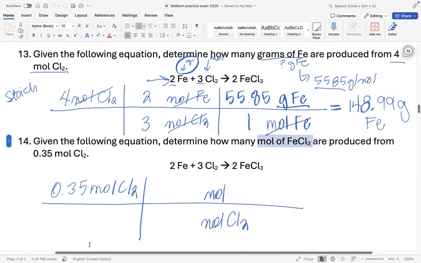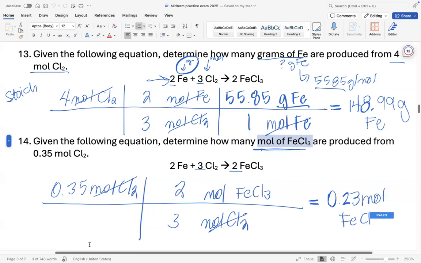So I'll go from moles to moles of FeCl3. Then I'm going to get those numbers from the balanced equation. That's their relationship. Those cancel. And now this time, because they want to know moles of iron chloride, they don't want to know grams, I get to stop here. I get to just stop here and do 0.35 times 2 divided by 3 into my calculator, which is 0.23 moles of iron chloride. Questions?